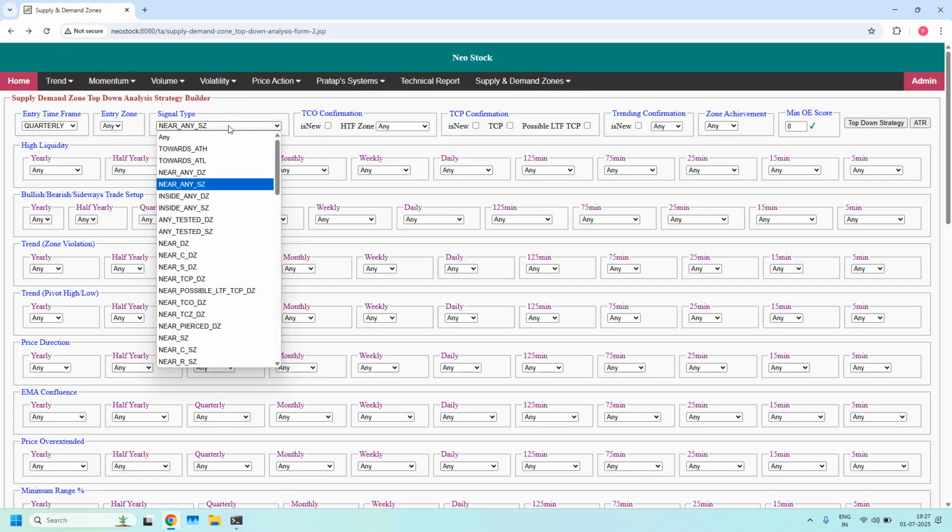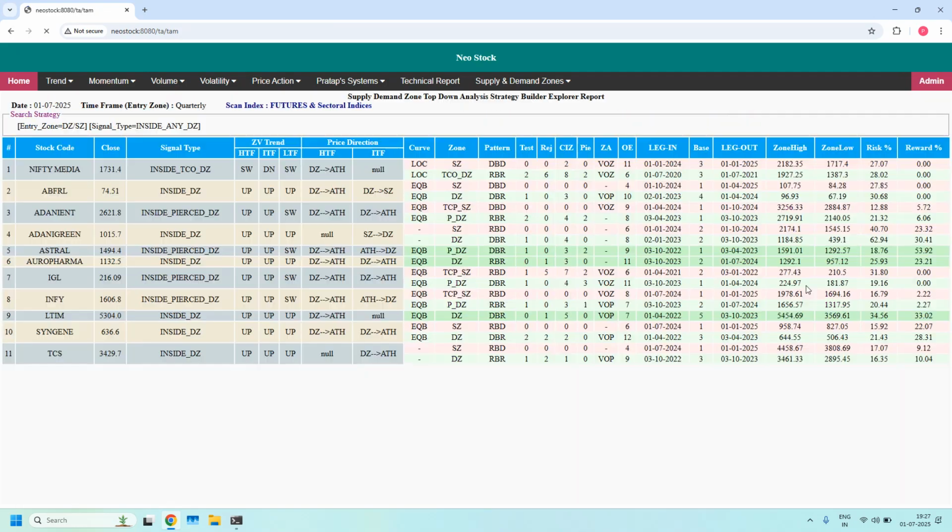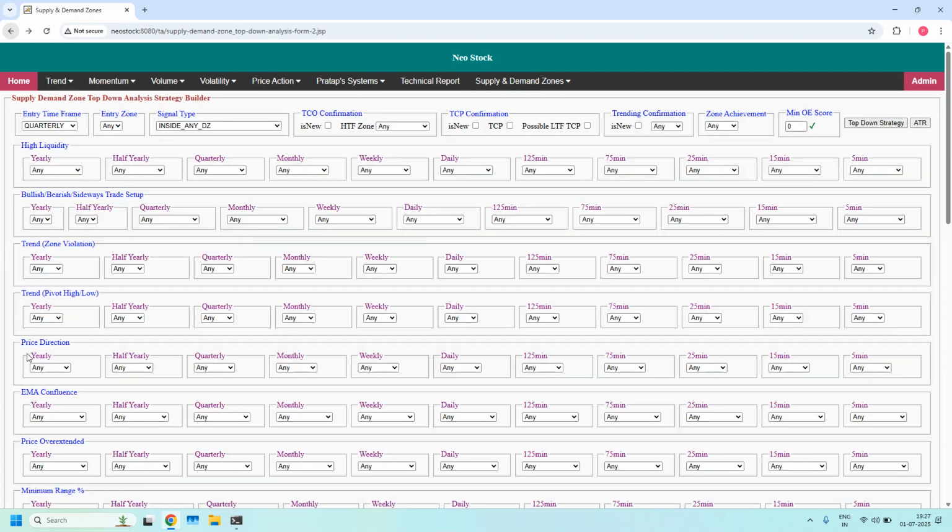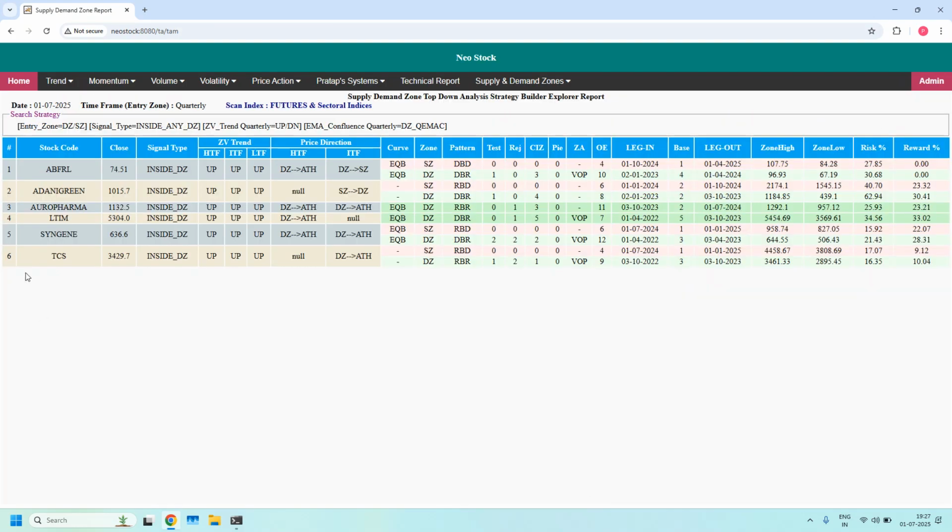Next, price closed inside the quarterly demand zone. We got 11 stocks. We can further filter based on EMA Confluence. On the quarterly time frame, I'm selecting quarterly demand zones having quarterly EMA, and the trend on the quarterly should not be sideways. So it can be up or down trends. We got 6 stocks, all quarterly demand zones having quarterly EMA Confluence, and the current price closed inside those quarterly demand zones.